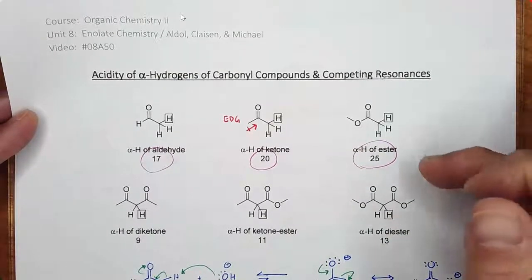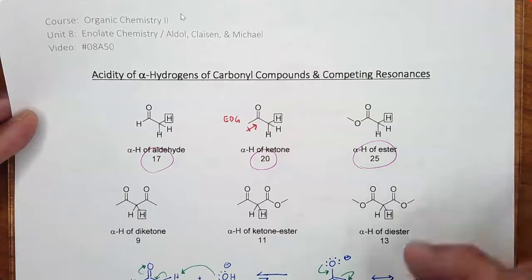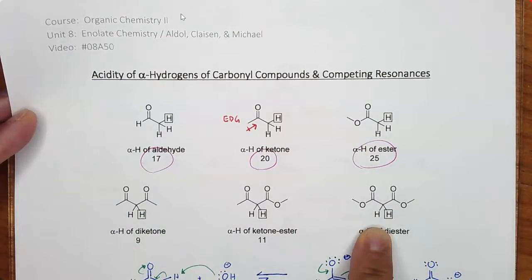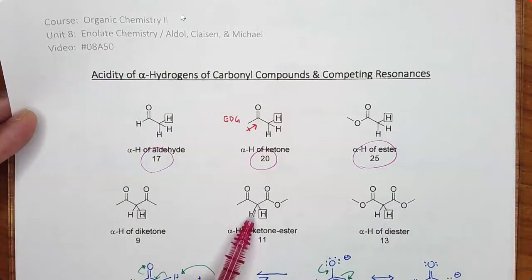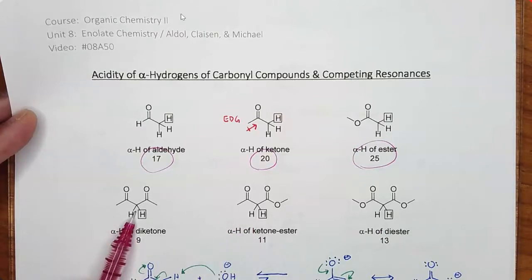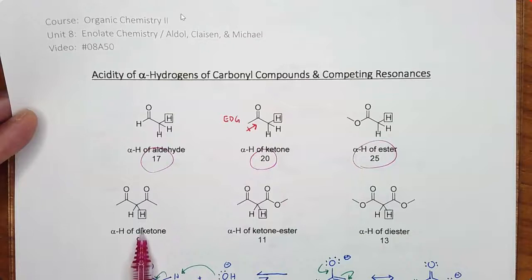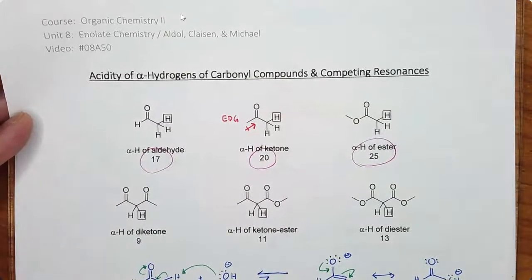Let us talk about these two, and this is pretty easy. I think all of you can see this already. We have multiple resonances that can stabilize the anion if we make the anion on this middle carbon. Right, this would be the most acidic hydrogen. Same thing here, and same thing here. Even for the diketone, this is the most acidic proton, more acidic than this one. This would be, I would say, 20, just like here. But this is 9. Let me show you those resonances.